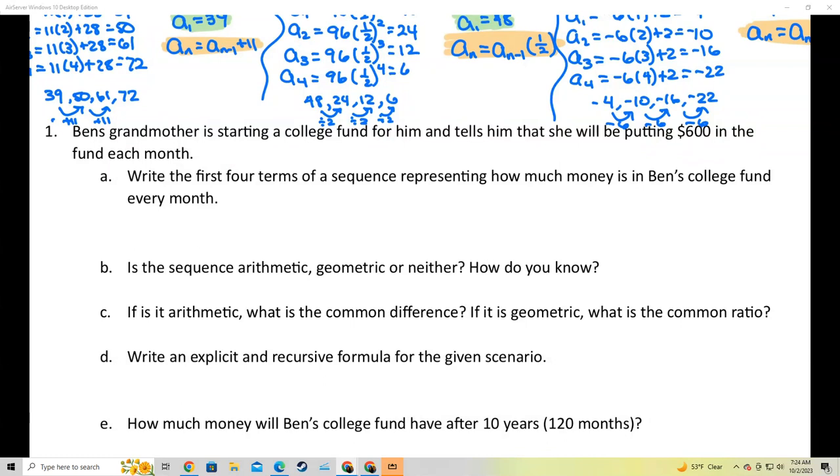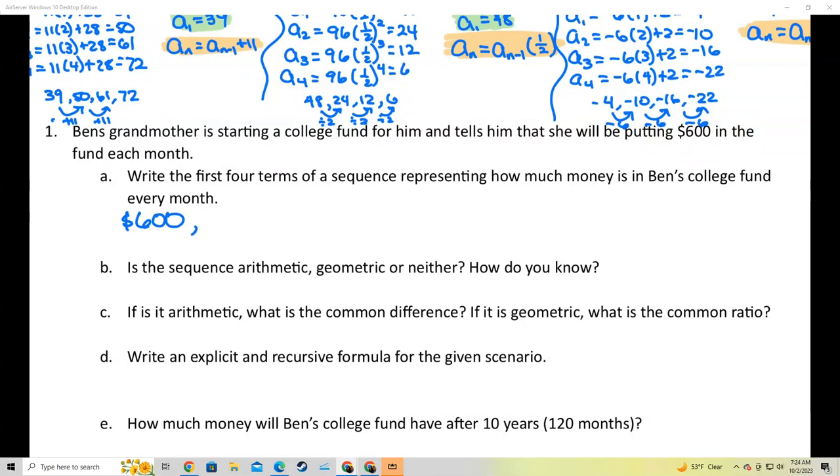Like, what I mean by this is, obviously, Ben's grandmother is putting in $600 every month, right? But right now, inside Ben's college fund, there is absolutely zero money in it. So I would say like the 0th term, like right now, it would be $0. Now I know after 1 month, then Ben's grandmother will put in $600. So the first term is 600. But do understand there's this like imaginary 0th term out there with no money in it. Okay, so that way when I say, well, what's the first term? The first term is going to be $600.